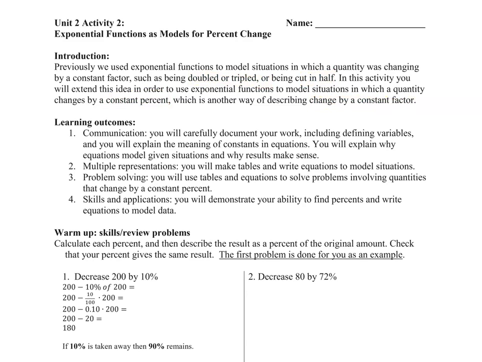Unit 2, Activity 2, Exponential Functions as Models for Percent Change. Previously, we used exponential functions to model situations in which a quantity was changing by a constant factor, such as being doubled or tripled or being cut in half. In this activity, you will extend this idea in order to use exponential functions to model situations in which a quantity changes by a constant percent, which is another way of describing change by a constant factor.